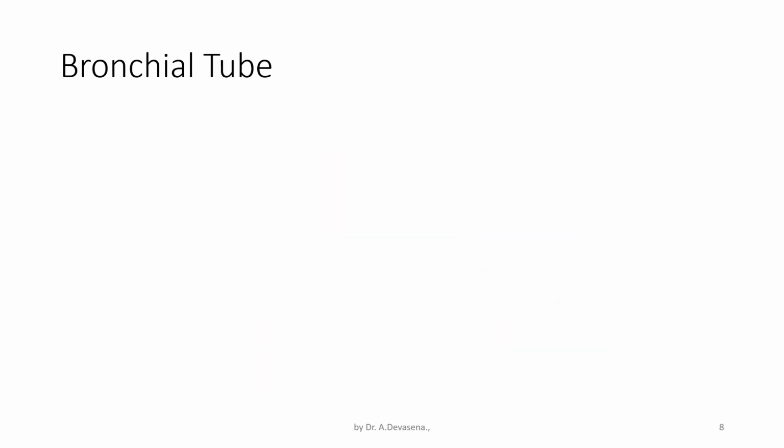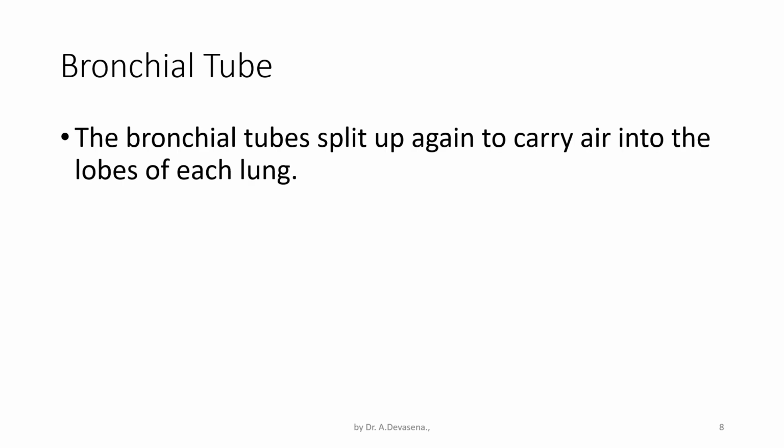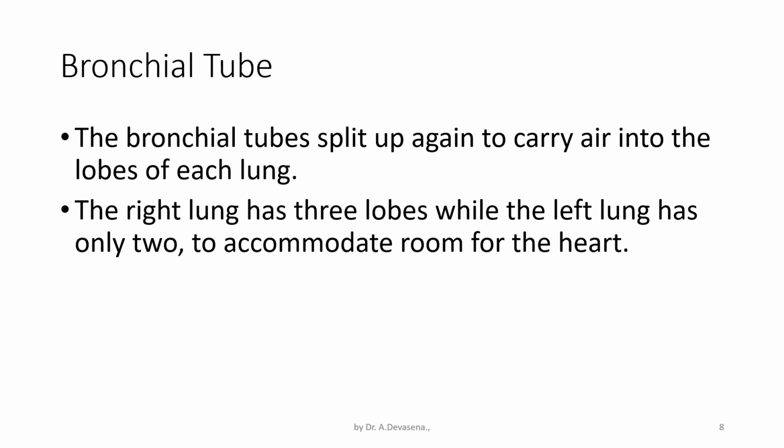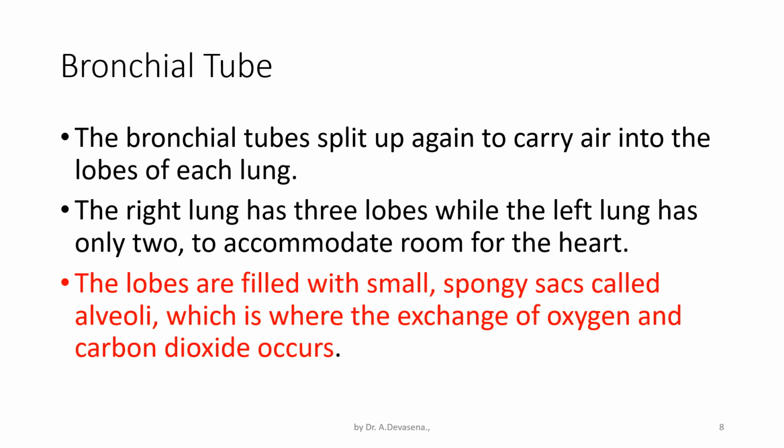Let's see the bronchial tube. The bronchial tubes split up again to carry air into the lobes of each lung. The right lung has 3 lobes while the left lung has only 2 to accommodate room for the heart. The lobes are filled with small spongy sacs called alveoli, which is where the exchange of oxygen and carbon dioxide occurs.